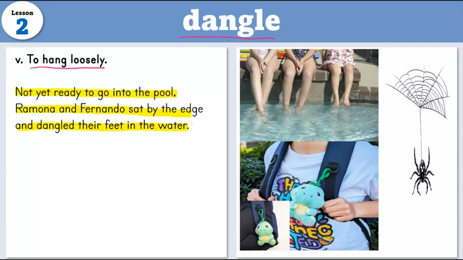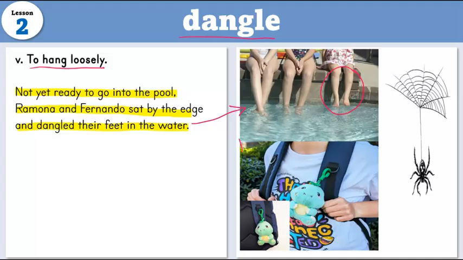So in this sentence, it's similar to this picture here where there is a group of people that are not ready to go into the water yet. So they're just sitting by the edge and maybe their legs are dangling here in the water. It means they're hanging down, maybe they're swinging or moving around.